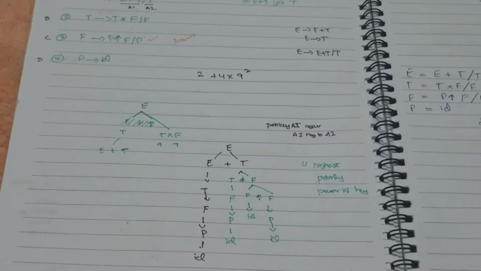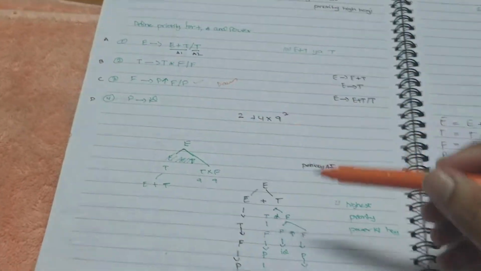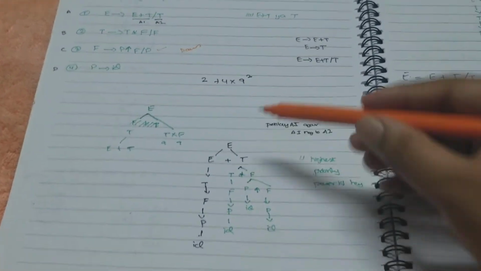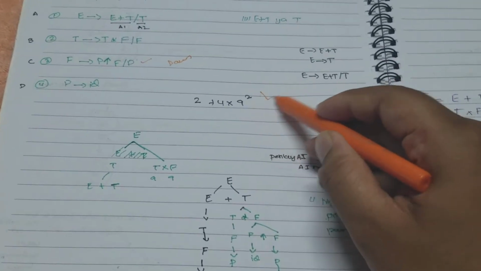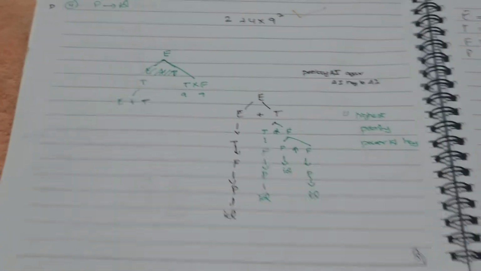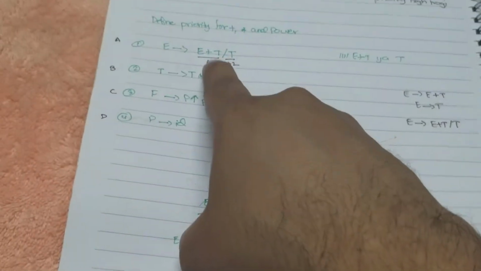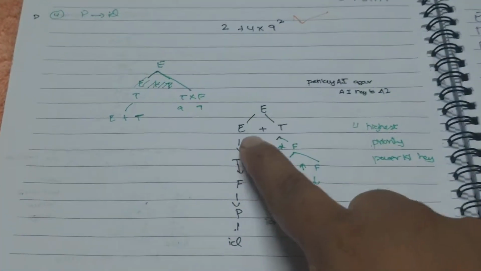According to these rules, what would be the tree of this particular expression: 2 plus 4 into 9 squared? E can be replaced by E plus T.